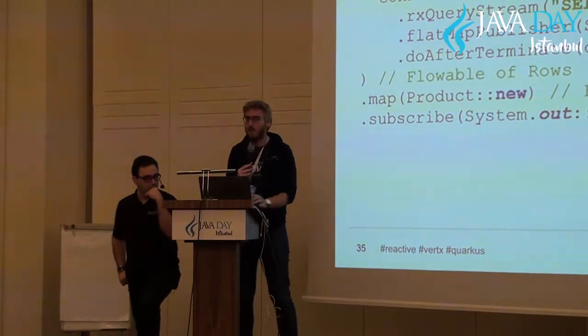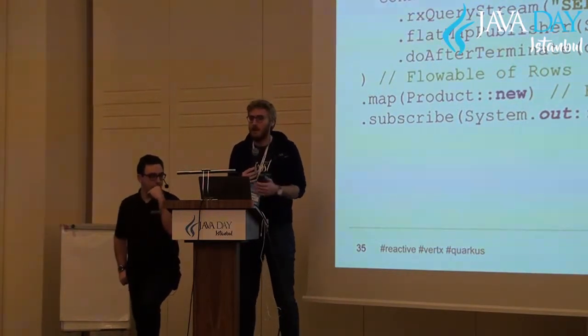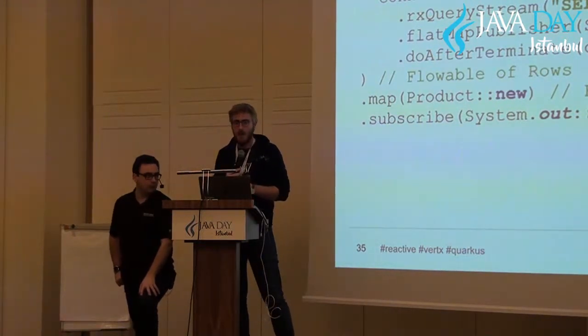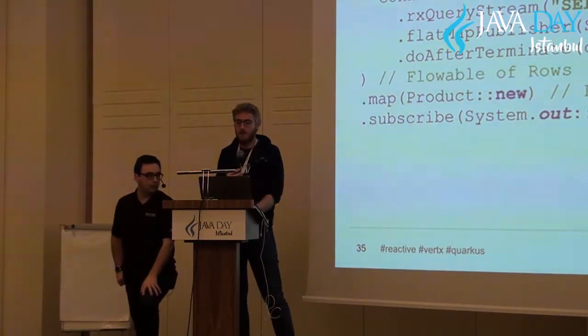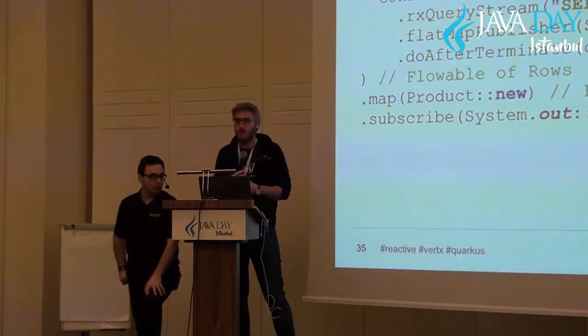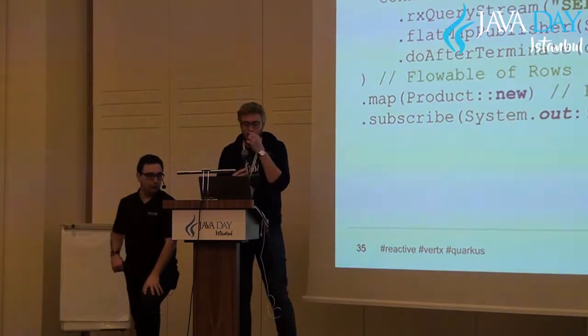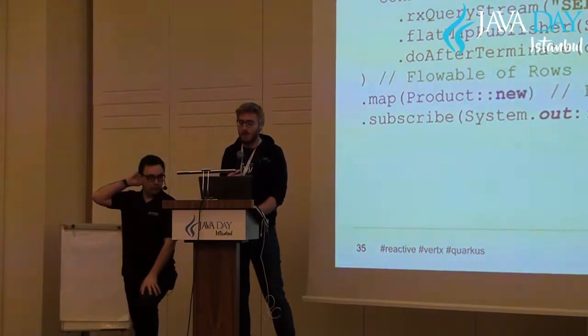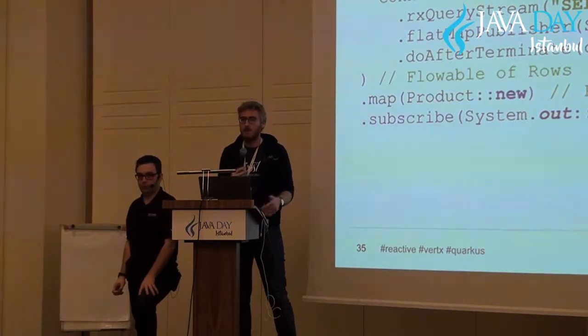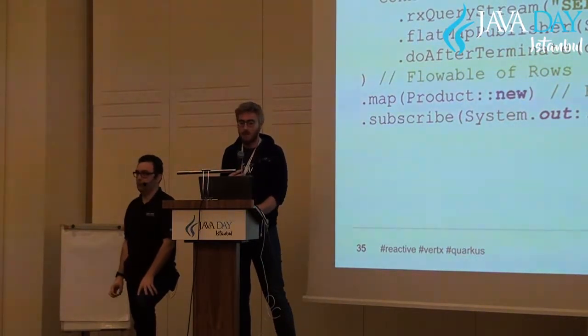And at the end of it, I have a flowable, a reactive stream of rows that I gathered from the database. Then I make the transformation with the map. Now I have a stream of products of my business model, and until now I did nothing. I should subscribe on it to be able to execute on it.